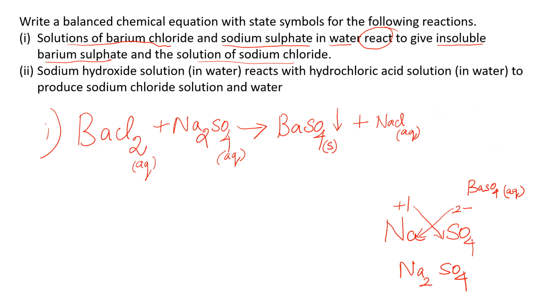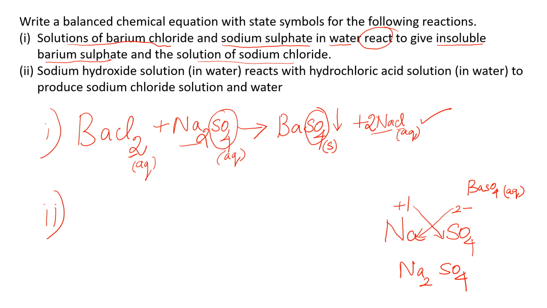Okay. Now we have to balance. Barium is 1 on both the sides. Cl is 2, so to balance Cl, I'm going to put 2 here. Na is 2 on both the sides and sulfate is 1 on both the sides. The equation is balanced. Okay, is that clear? We'll move on to the next one.